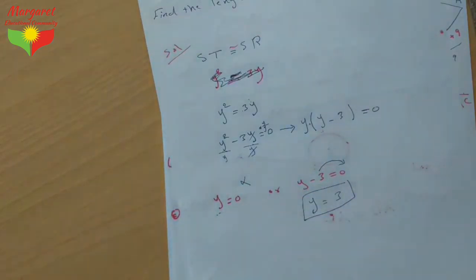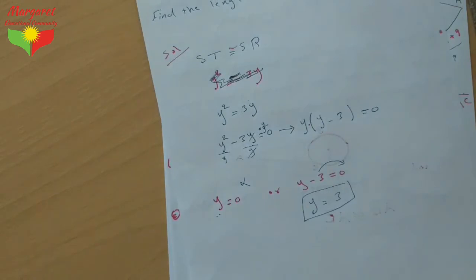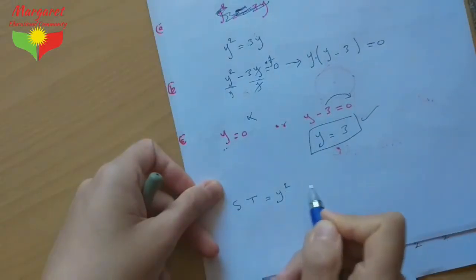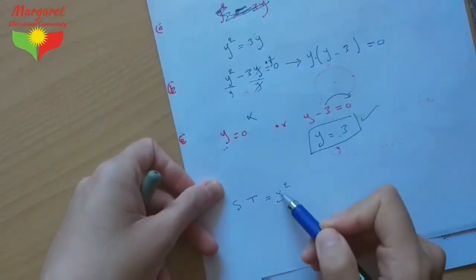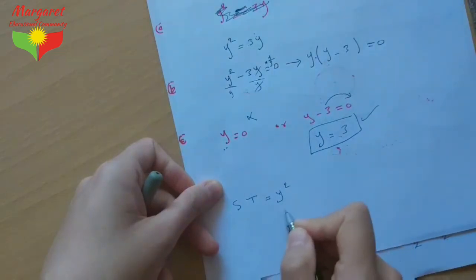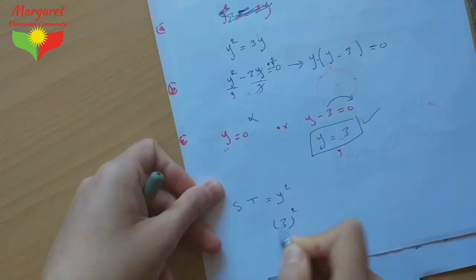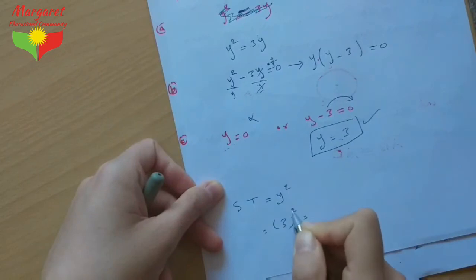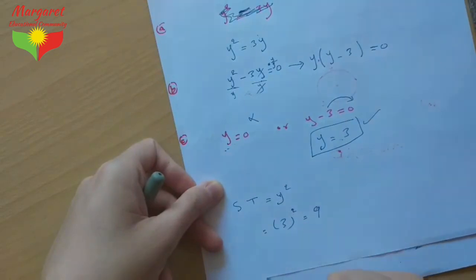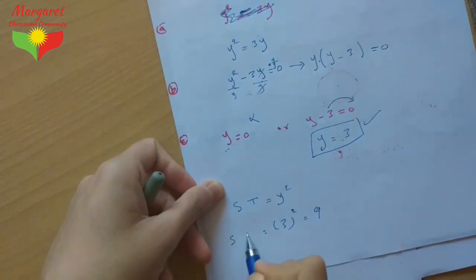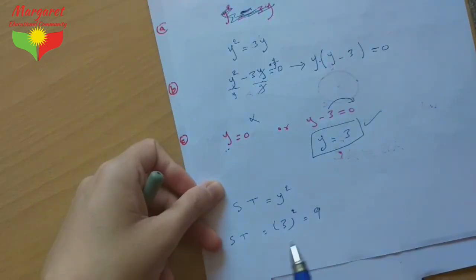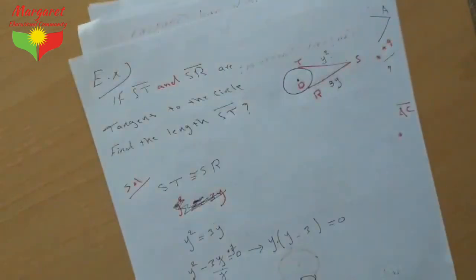Putting value y from the equation: 3 power 2, 3 times 3 is 9.